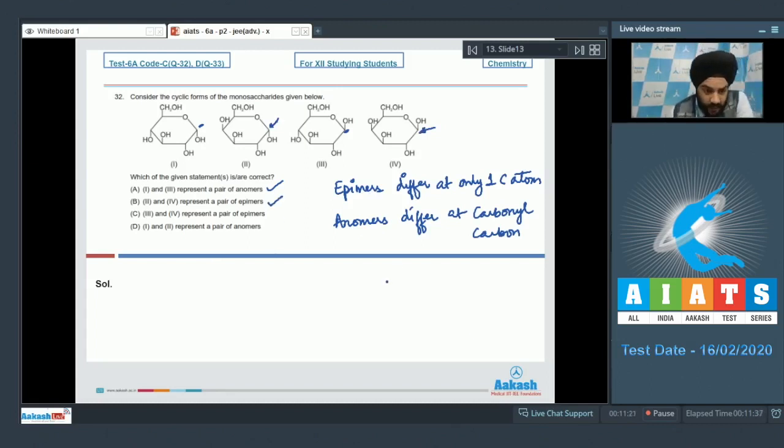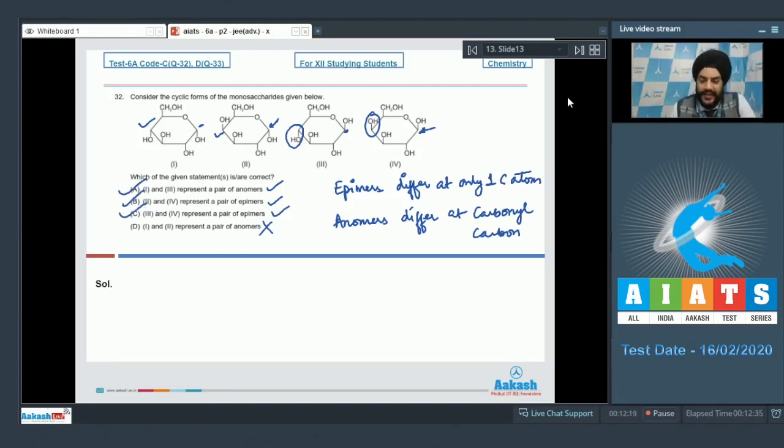If we talk about the C option now, 3 and 4 represent a pair of epimers. If we talk about 3 and 4, students, compounds 3 and 4 are different at this carbon, which is not the hemiacetal carbon or the carbonyl carbon. So they have to be named as epimers. Okay, and if we talk about the last option now, 1 and 2 represent a pair of anomers. So compounds 1 and 2, students, are differentiated at this carbon. So this is also not the hemiacetal carbon or the carbonyl carbon. So this is not correct. So out of these given statements, students, we have to select the correct statements as option A, B and C.